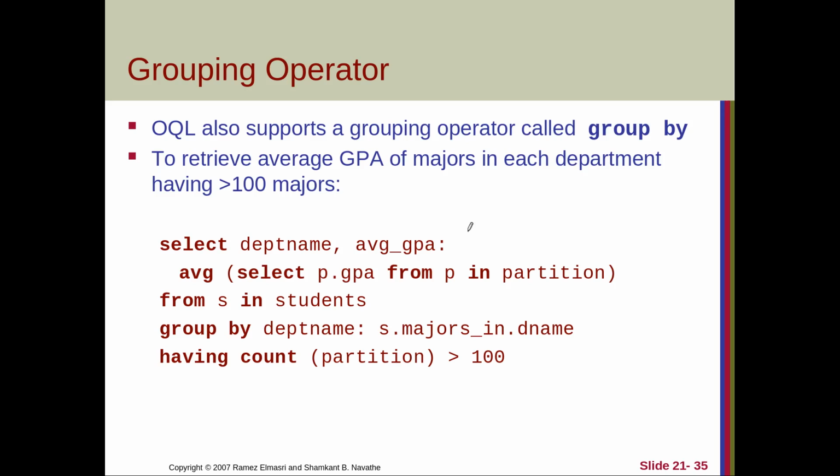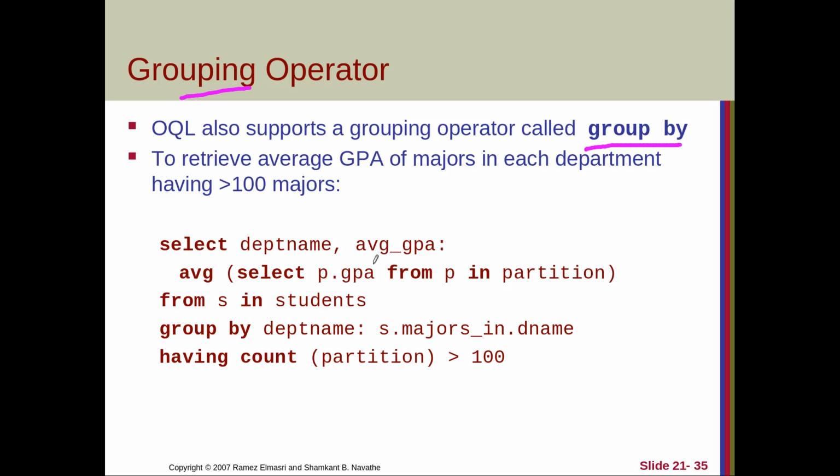Then next operation is grouping operator. Group by. You might be remembering group by in SQL. It supports grouping operator, that is, the term that is used for grouping is group by. So we will see one example to retrieve average CGPA of majors in each department having greater than 100 majors. We need to retrieve all the majors' CGPA average with each department which is having more than 100 students present in majors.